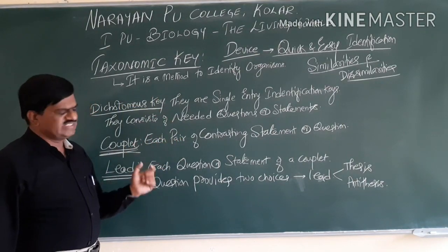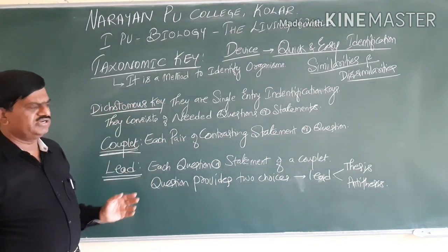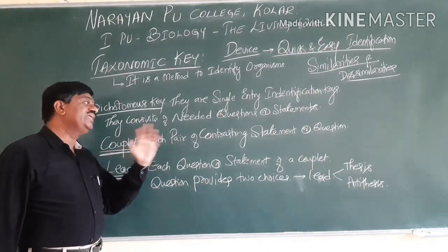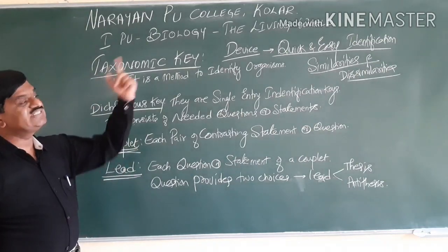For example, in the lower classes or in the lower studies, you are studying about a pea plant called Pisum sativum. In this, there are contrasting characters called tall and short.